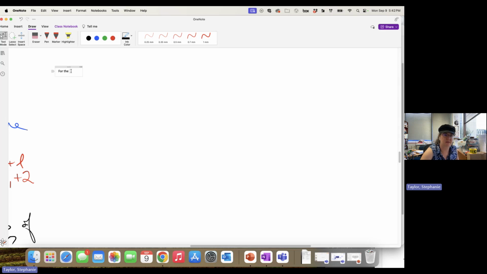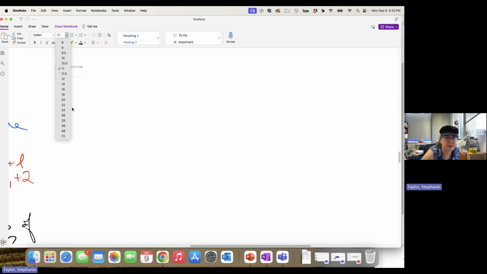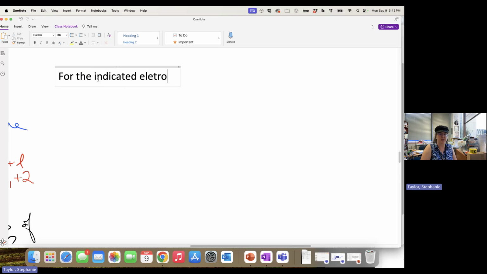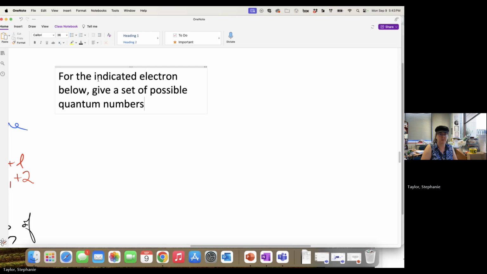I'm going to make this bigger right now so you guys can actually see it. If I'm typing, I want to get the language correct so that it's clearer. So this is going to say, for the indicated electron below, give a set of possible quantum numbers.